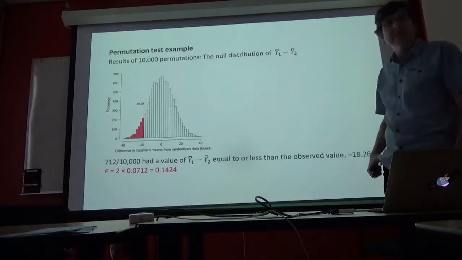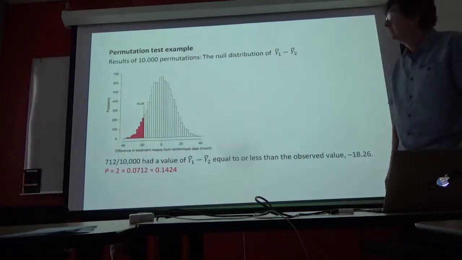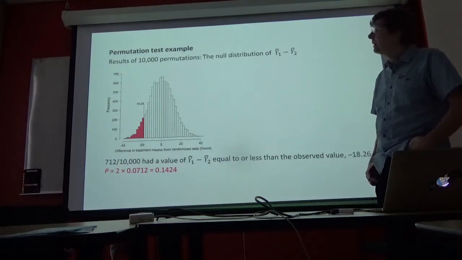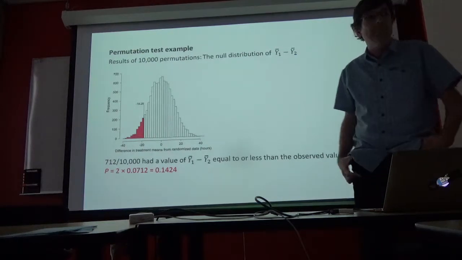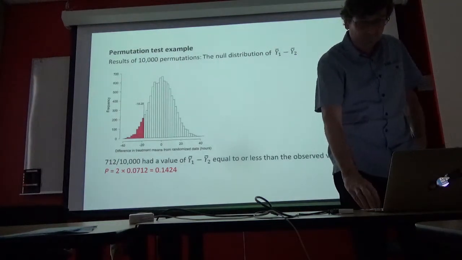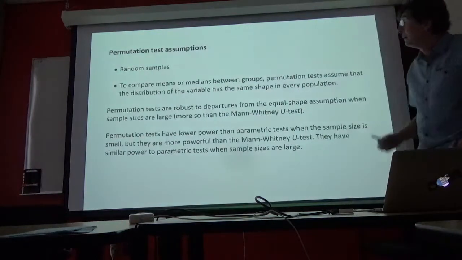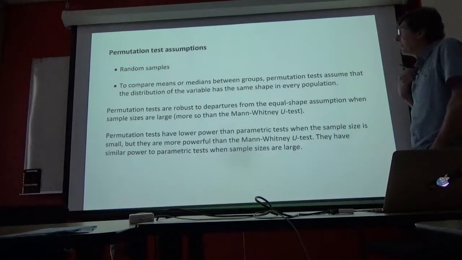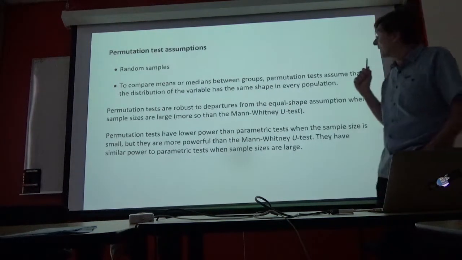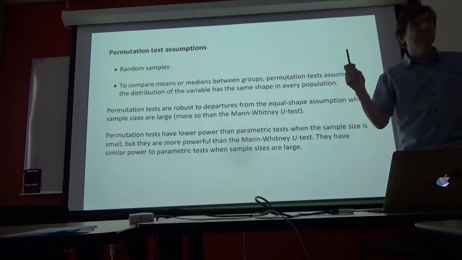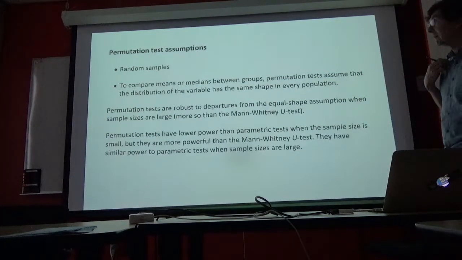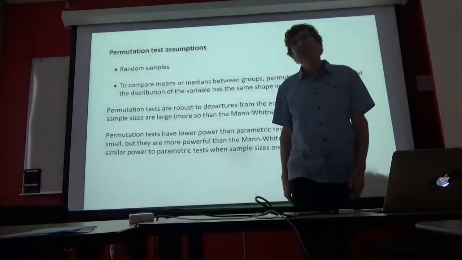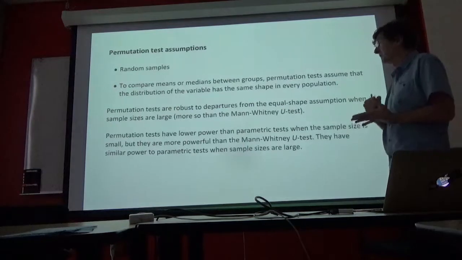Anyway, the idea of the permutation test is that we no longer need to worry about the traditional methods that we use to test hypotheses, because with a computer we can generate our own null sampling distribution. However, this does not mean that permutation tests are assumption-free. Let me summarize some of the assumptions here. The first is that, as usual, you have to have random samples. If you don't, you're toast anyway.